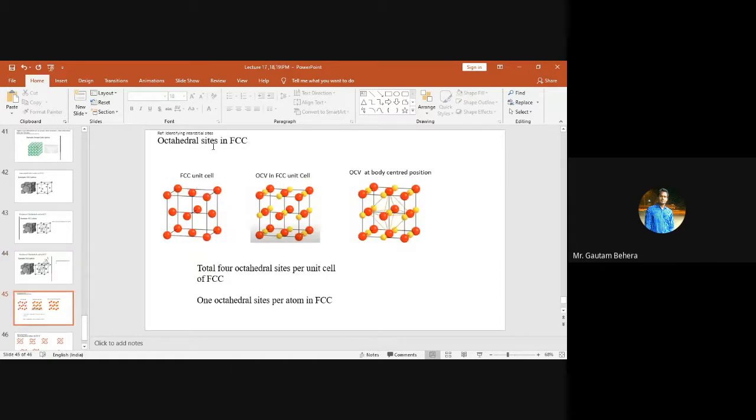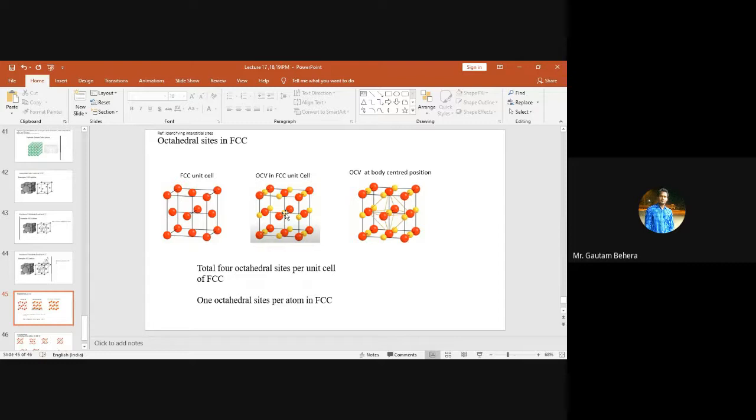Now octahedral sites in FCC. Okay, fine. This is the better way to represent, a very good image. Just have a look. This is a face-centered unit cell. 8 atoms are present at the corners of the cube, and one atom at each face center position, right? Just now we tried to find the octahedral void. So these yellow small balls are nothing but the octahedral voids. The first octahedral void is at the body centered position, this one, as I have shown you earlier.